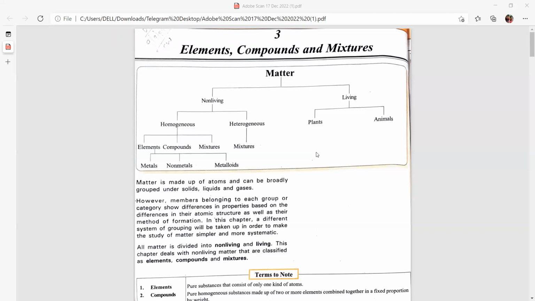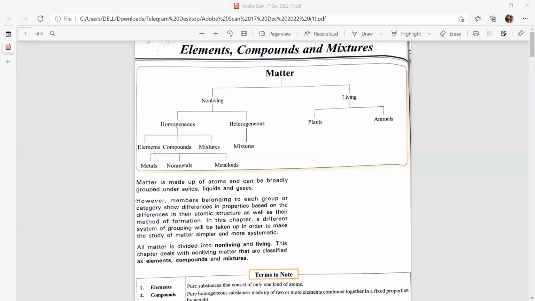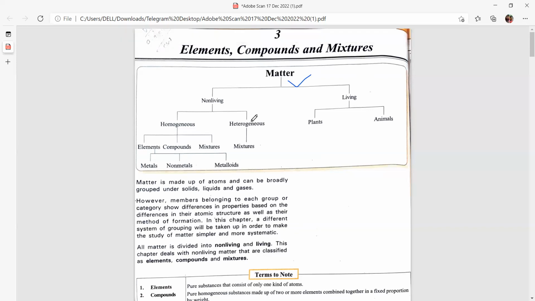So, matter. What is matter? Anything that has mass is known as matter. Matter is divided into two parts, non-living and living matter. Living matter you will read in biology, which we have already read, classification of plants and animals. And in higher classes, you will also read animal physiology and plant physiology, different biological functions of animals and different biological functions in plants. In chemistry, basically, we will focus on non-living matter.